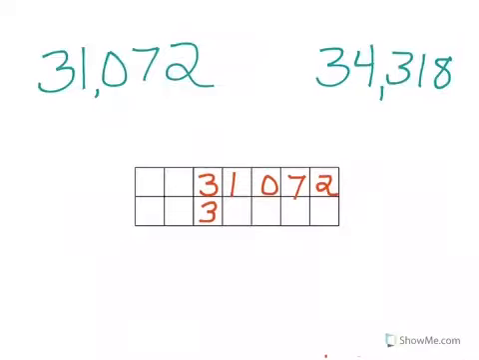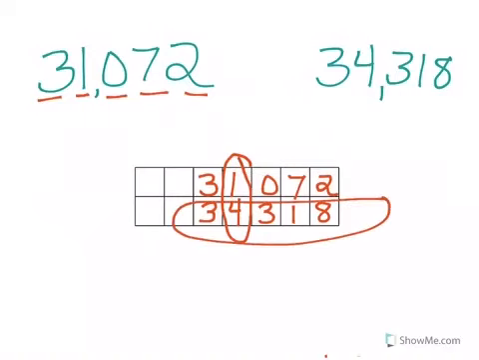31,072, which I'm comparing to 34,318. First thing I notice is each number has the same number of digits, which is 5. Starting with my 10,000s place, they have 3s, so that means so far they're equal. When I go to the thousands place value, one number has a 4 and the other number has a 1. 4 is bigger than 1, so again, I can see 34,318 is larger.